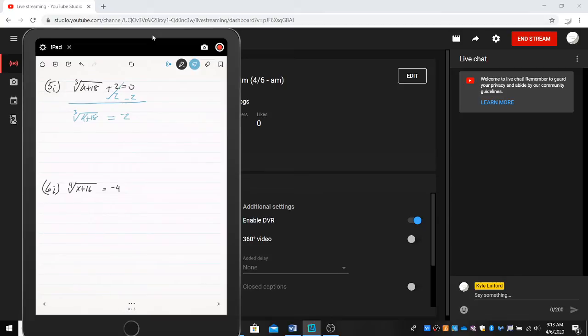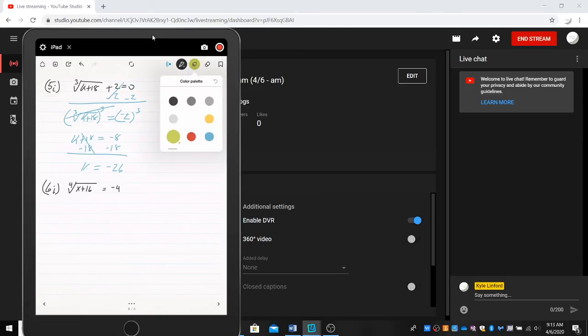Now, we can't move anything else over because it's all trapped inside the radical. So let's raise both sides to the third power. That's going to cancel the radical out, so we have k plus 18 equaling, okay, negative 2 cubed is negative 8. So if I subtract 18 from both sides, we get k is equal to negative 26. Let's go ahead and check that answer.